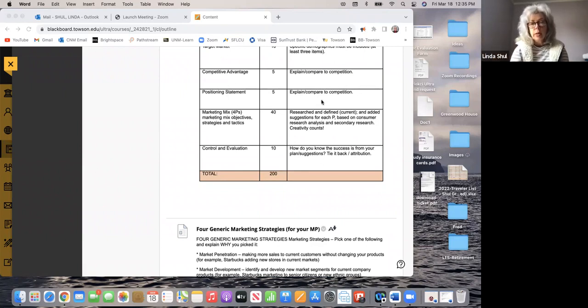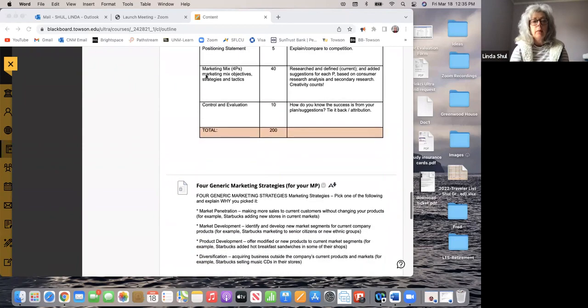Okay, positioning statement, again, I'll read that. Those were due this week, but the positioning statement also compares to the competition. And then the marketing mix, this is a big thing here, guys. These are a lot of points. Out of 200, it's 40 points. So you don't want to lose any points here.